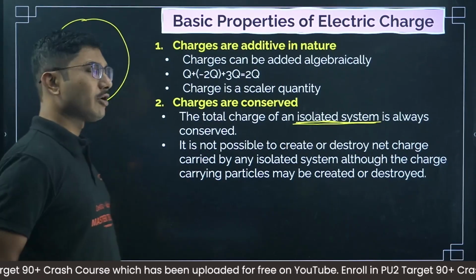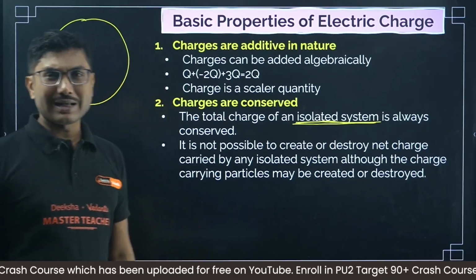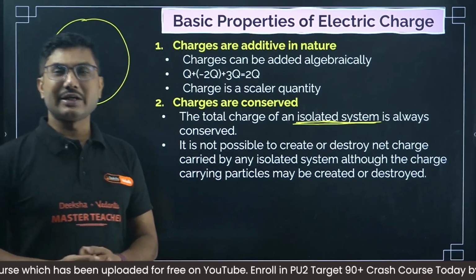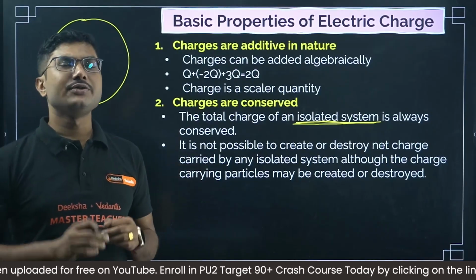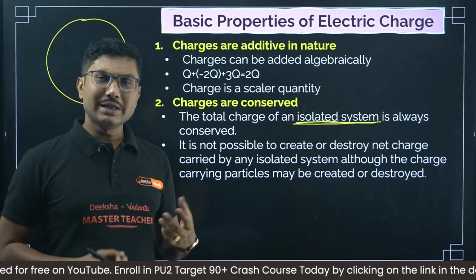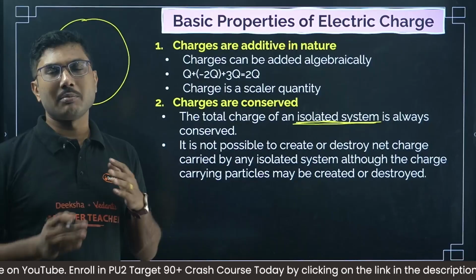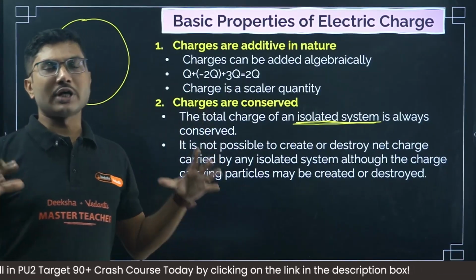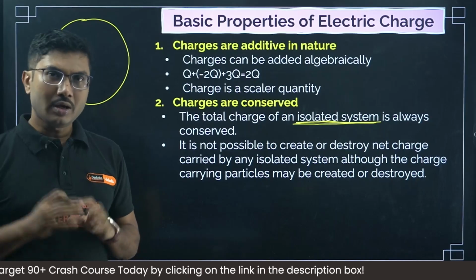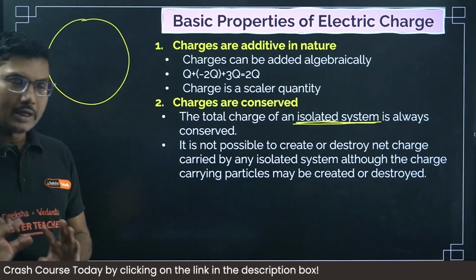So there is a process of creating charge carrying particles. From energy we can create an electron and positron pair. So that is possible, but the total amount of charge in an object will still be the same. Even though the total number of charged particles can be different, the total amount of charge in that object will remain constant if it is an isolated system.